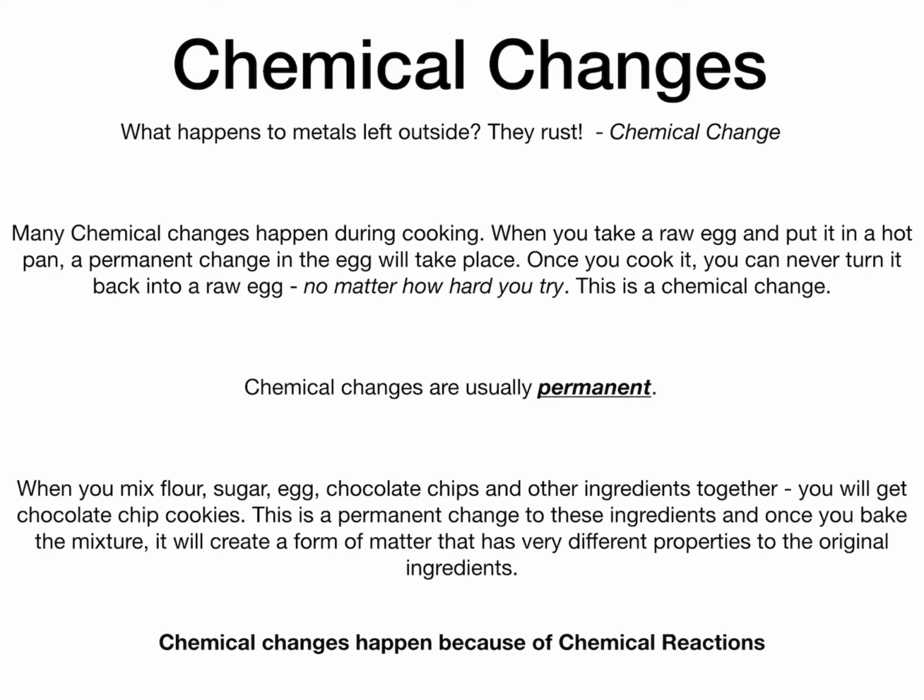Chemical changes are usually permanent. They cannot be reversed. Once you've done the chemical change, it is what it is. If you put a piece of dry wood into a fire, it's going to obviously burn. You'll never have that piece of wood again.